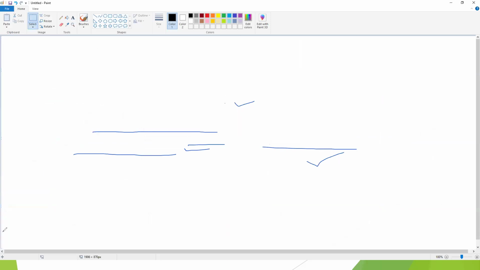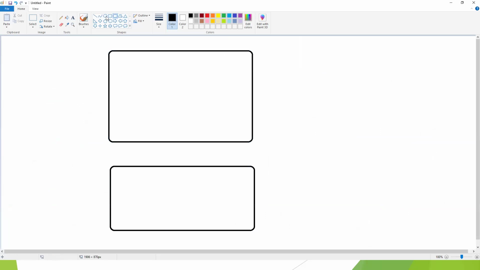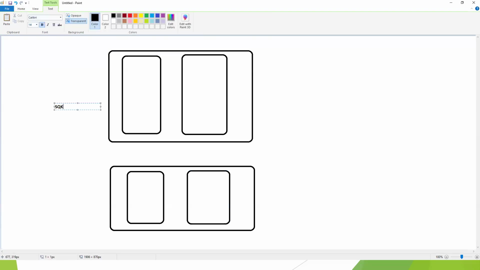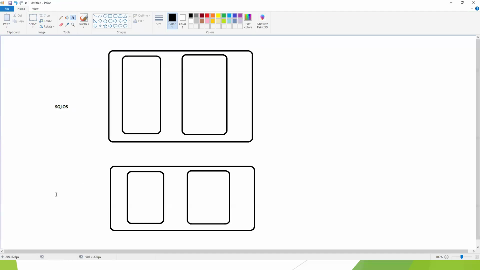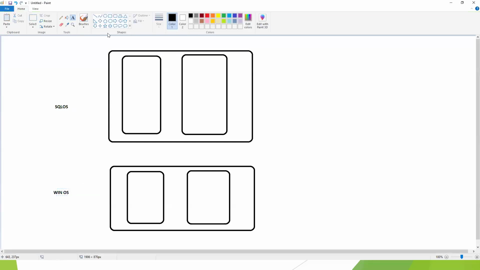Okay, I'll clear this. This is your Windows. This is your SQL. This is your Windows, right? So you have one CPU, and here another CPU. So there are two schedulers here at the SQL layer. And here we have SQL OS. Here Windows OS, Windows operating system.